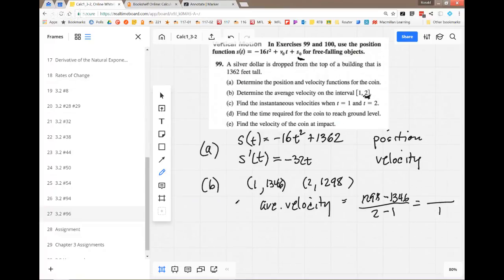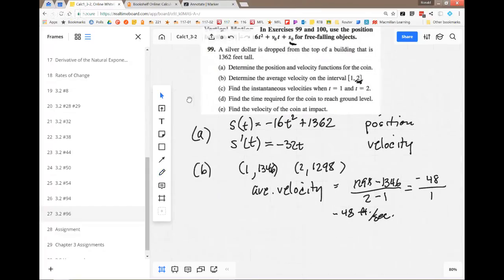So what do we get? 1298 minus 1346. So it's what, 48? Negative 48. And so the average velocity is negative 48. And this is, are we talking? Yeah, this is feet per second. So in other words, between the second 1 and the second 2, the average speed was falling at a rate of 48 feet per second. So there again, we have average rate of change where you're simply finding slope. Okay.